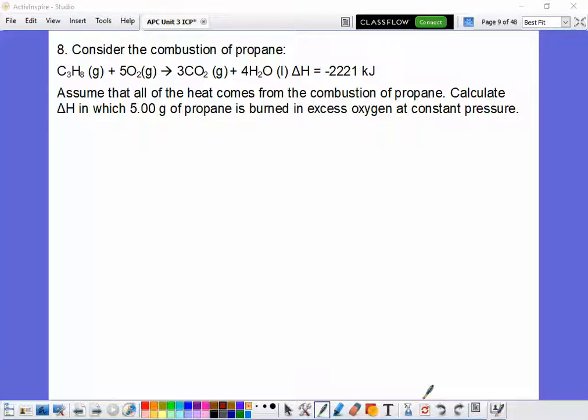To calculate enthalpy. To calculate the change in enthalpy, this is the difference between the potential energies of the products and reactants. So oftentimes we talk about enthalpy as being like the heat of reaction. So it can be calculated several ways.